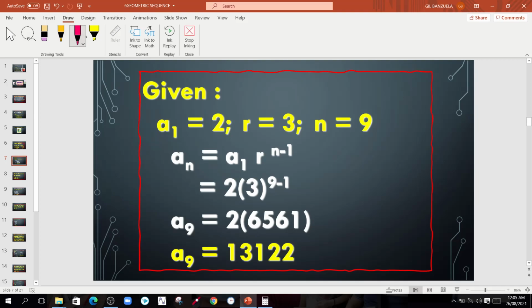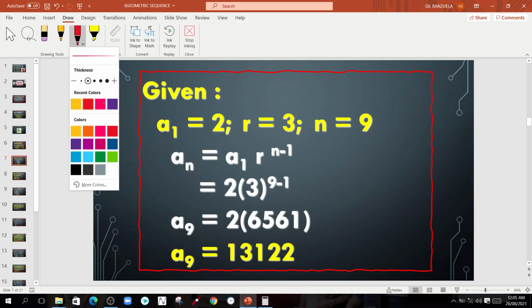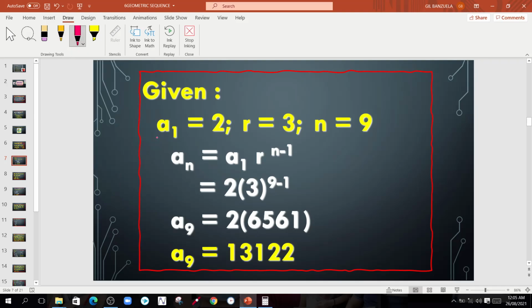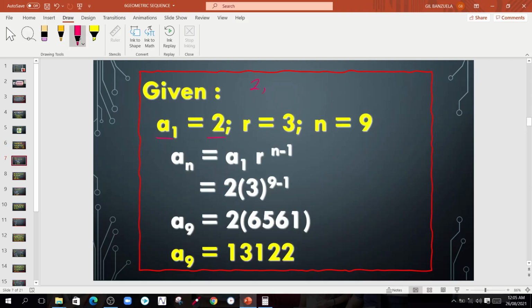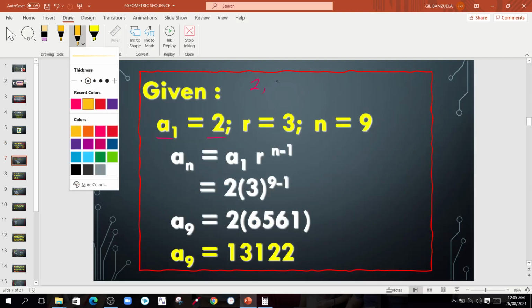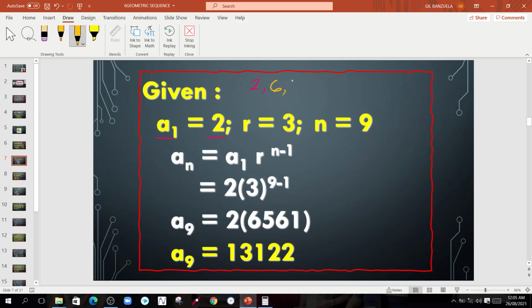So, pag-usapan natin yung mga nakita nating given sa problem. Ayan, guys. So, yung first term natin, binigay 2. So, paalala yung sequence natin ay 2, 6, and 18. Tapos, pinapahanap yung 9. We are looking for the 9th term.